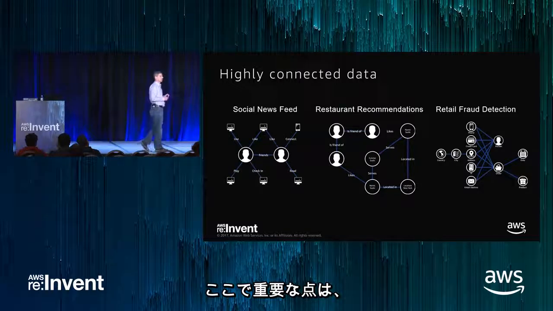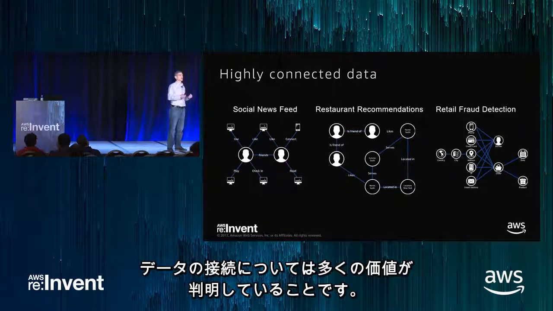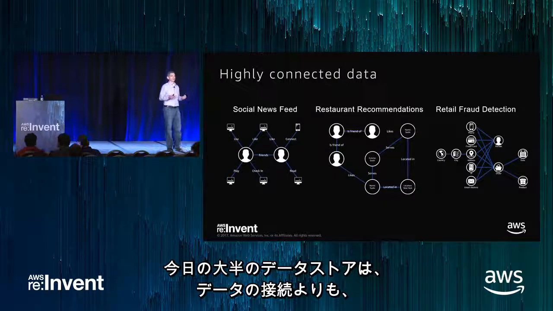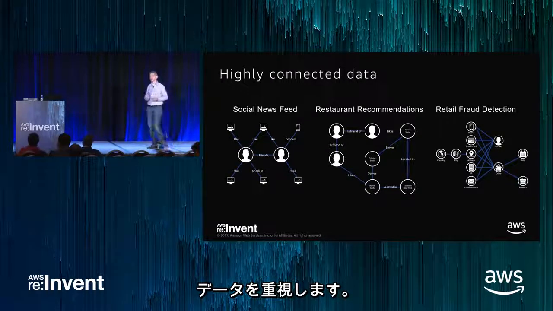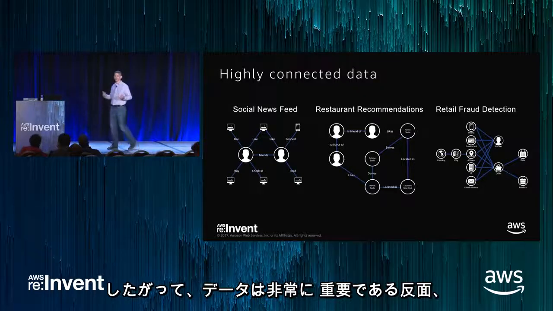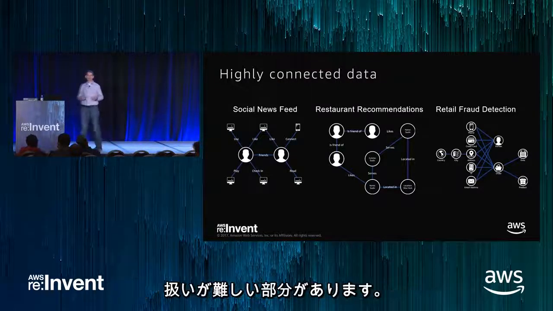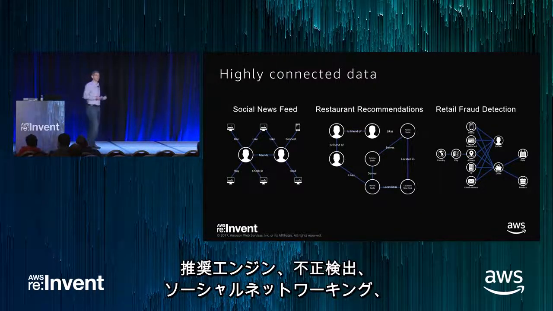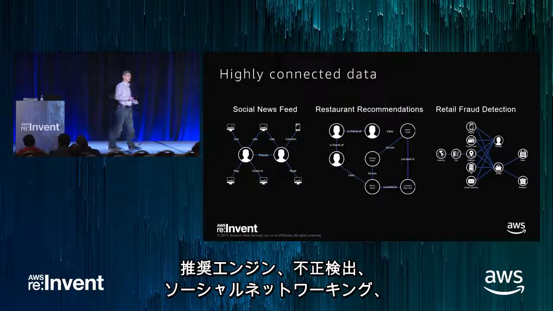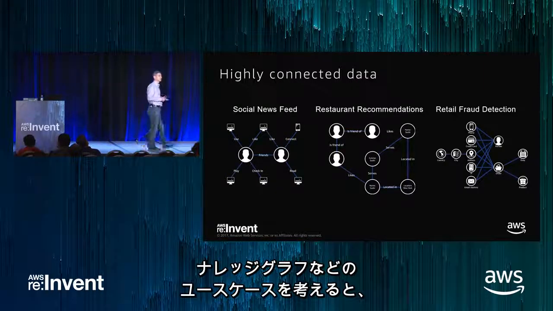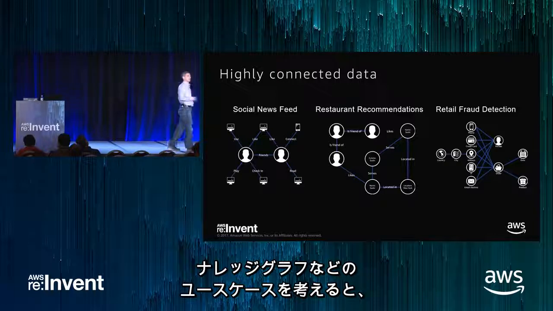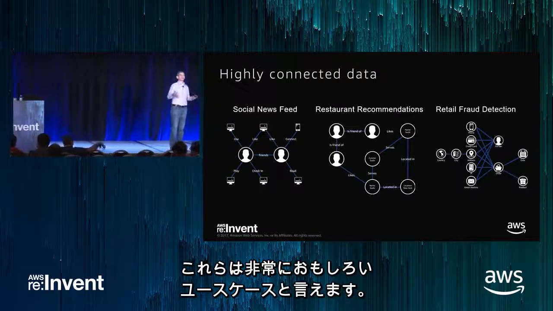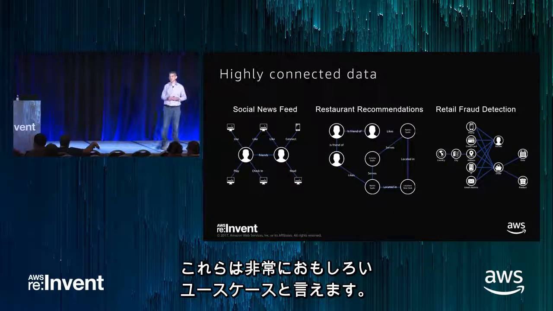I think the most important thing here is there's a lot of unlocked value in how data connects. And most data stores today focus on the data versus on the connectivity of the data. So they're critically important, but there are just certain things that are very hard to do. And so if you think about use cases like recommendation engines, like fraud detection, social networking, knowledge graphs, they're just a bunch of really, really interesting use cases.